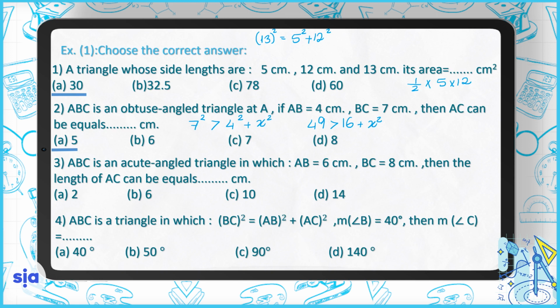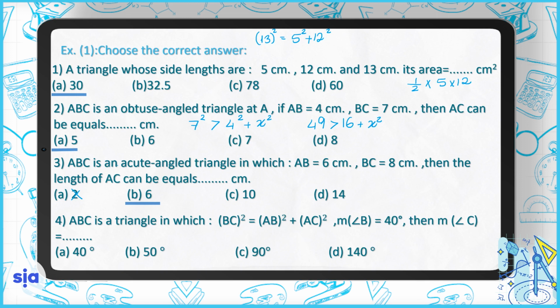Question 3. ABC is an acute angle triangle in which AB is 6 centimeters, BC is 8 centimeters, then the length of AC can be equal to what? For sure it cannot be 2, because 2 plus 6 is 8, so 2 is not a right answer because the sum of two sides must be greater than the third side. So in this case, it will be 6. Why would it be 6? Because 10 makes it a right triangle and 14 makes it an obtuse triangle.